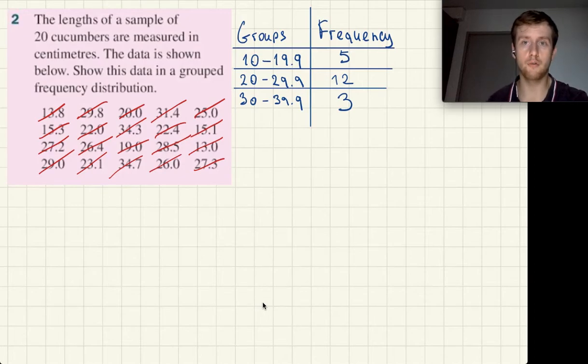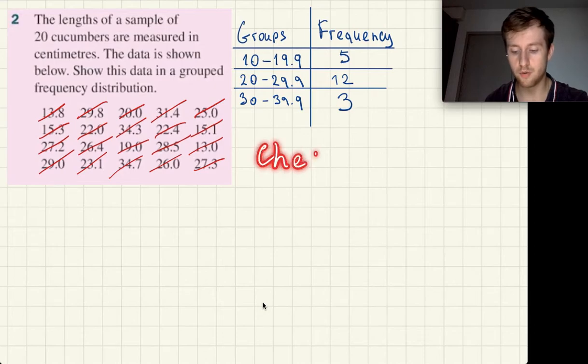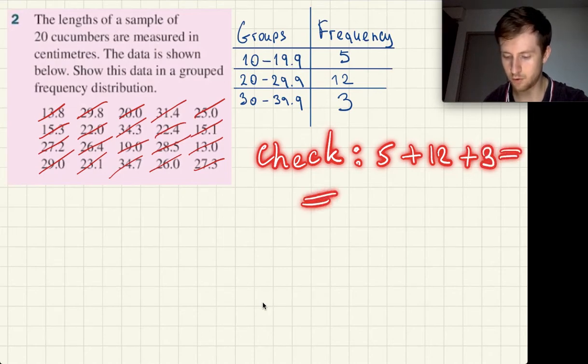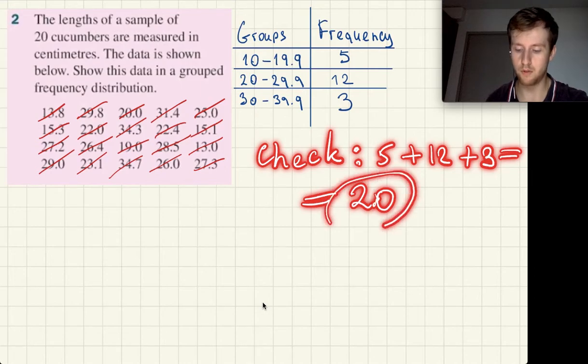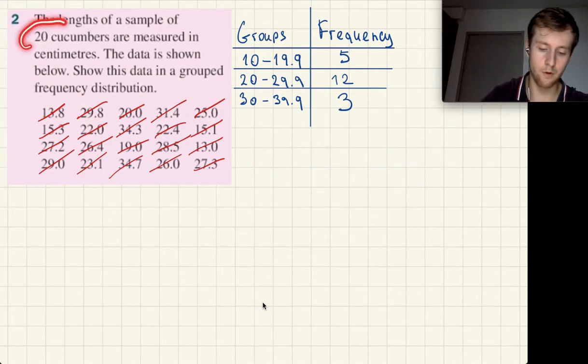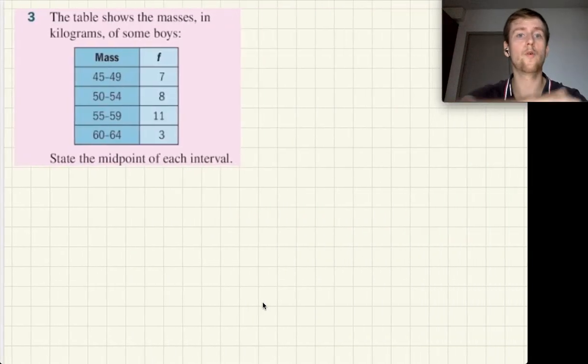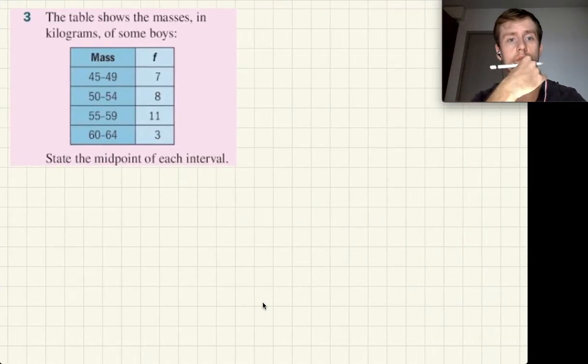Okay, that's our group frequency table. We can check it by doing 5 plus 12 plus 3, and that should be equal to 20, which it is, which means that we didn't forget any of those 20 cucumbers. Okay, that's it for frequencies. What else do we have?